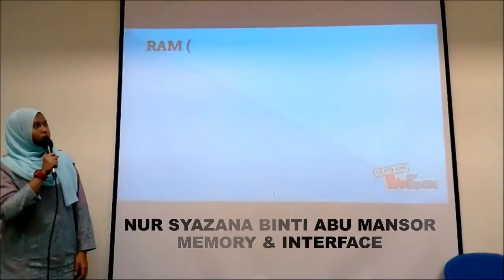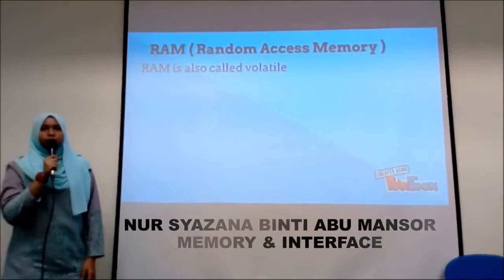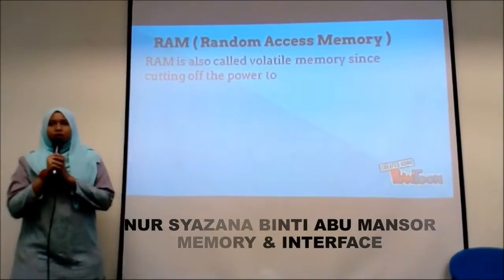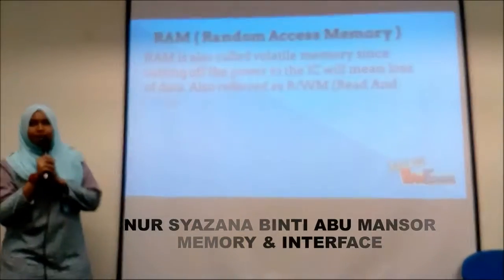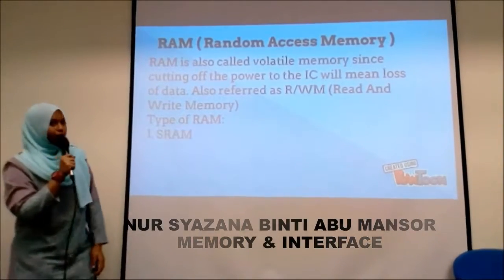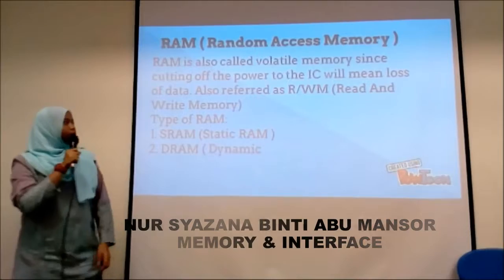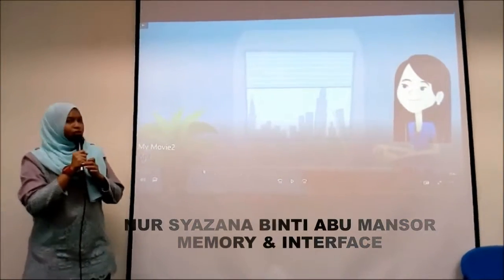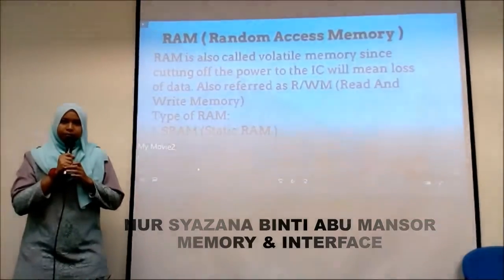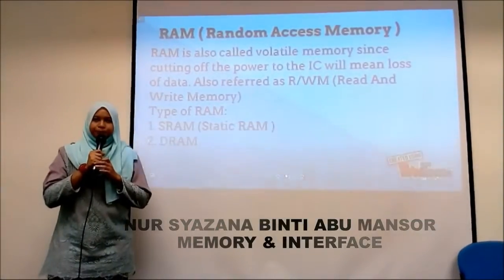Next, we're going to talk about RAM. RAM is called a volatile memory since cutting off the power to the IC will mean loss of data. There are 2 types of RAM: SRAM and DRAM. SRAM is static RAM and DRAM is dynamic RAM.